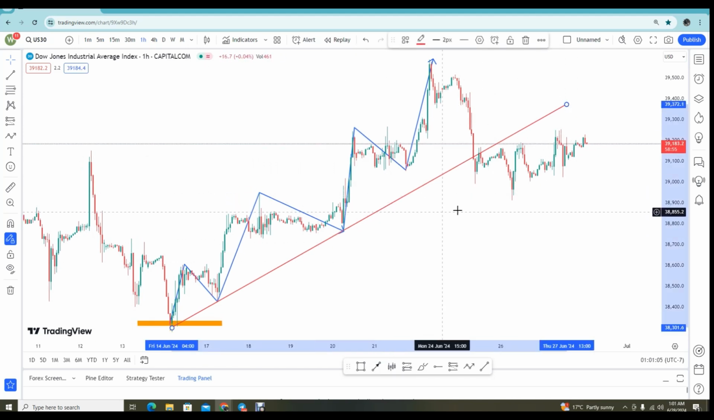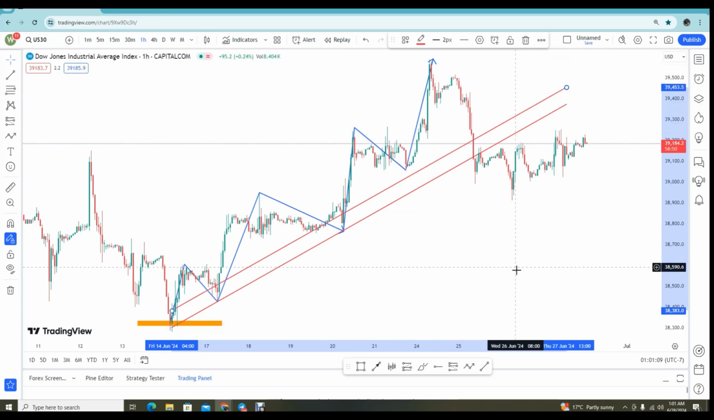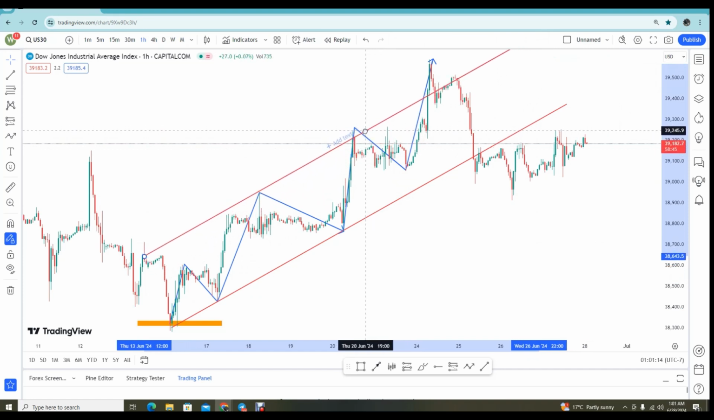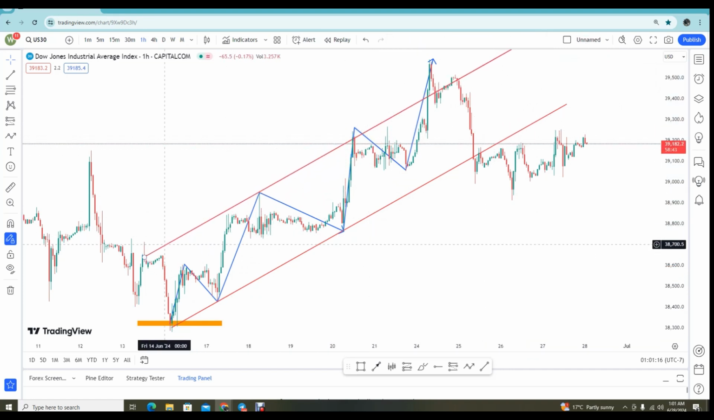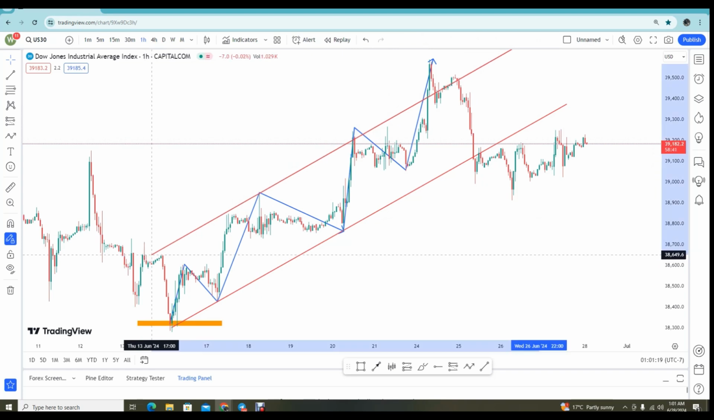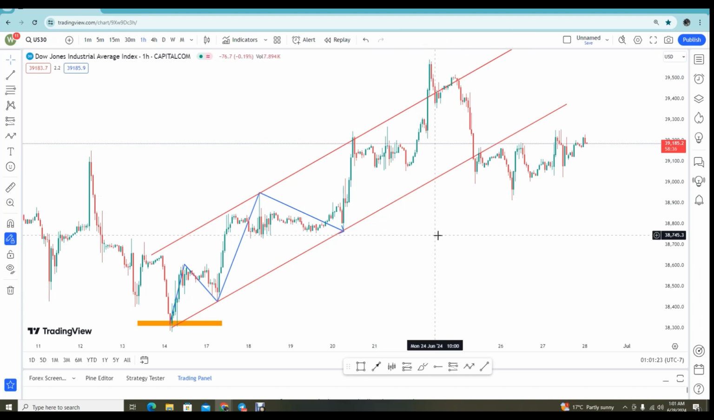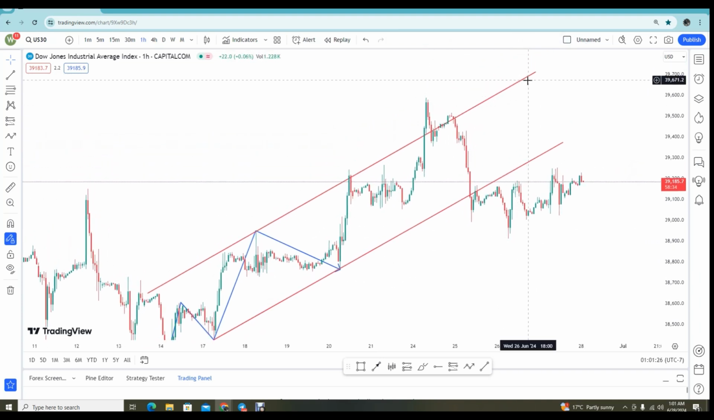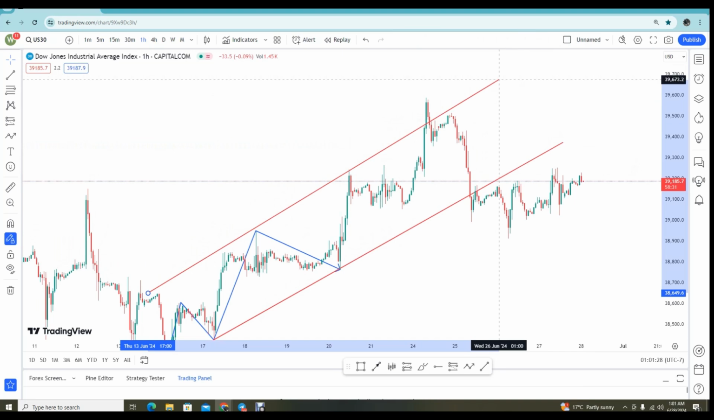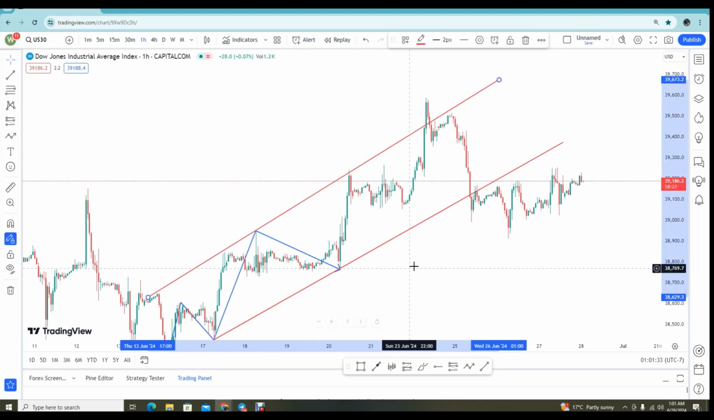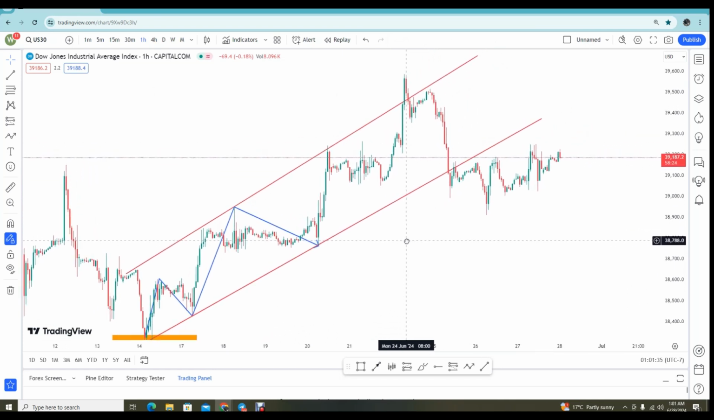Then let's put our resistance right here. Okay, gang, so this is how the market has been moving. The market has been moving in between support and resistance.